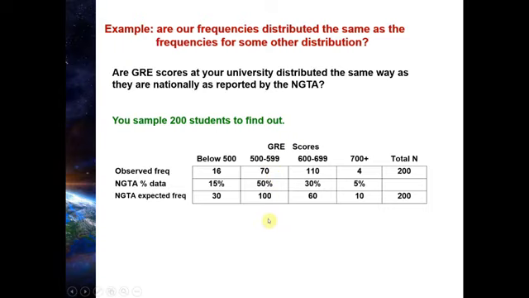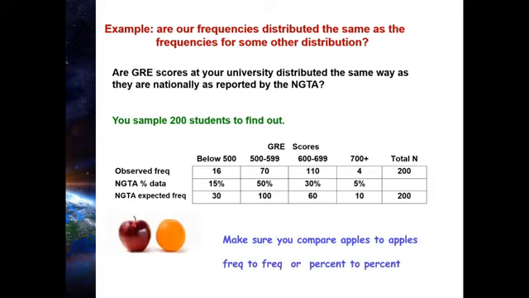So, whether you decide to take your observed frequencies and convert them to percents, or take your expected percent data and convert them to frequencies, that's a personal choice. Just make sure that when you compare observed frequencies to expected frequencies, they're either both frequencies or they're both percentages. Okay? And that's what this is meant to remind you of. Make sure you're comparing apples to apples or oranges to oranges. So you either compare frequencies to frequencies or percent to percent.